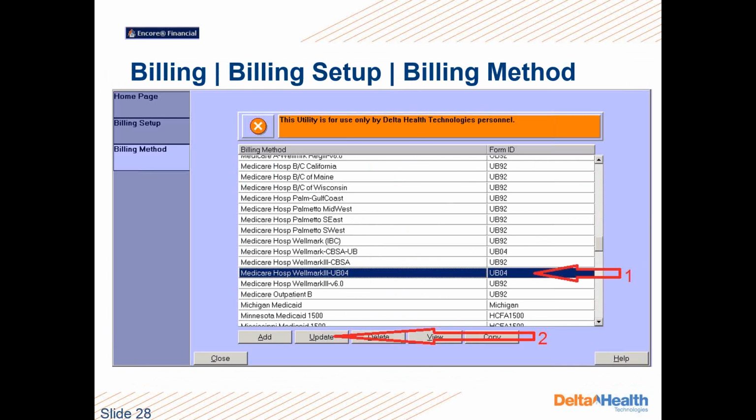Next, we're going to modify our hospice billing method itself and add those items. So you want to navigate to Billing, Billing Setup, Billing Method, and choose your hospice billing method. If you have multiple hospice billing methods, you may need to repeat this step numerous times. Once you have your hospice billing method highlighted as indicated with the number 1 on the slide, click the Update button as illustrated with the number 2.